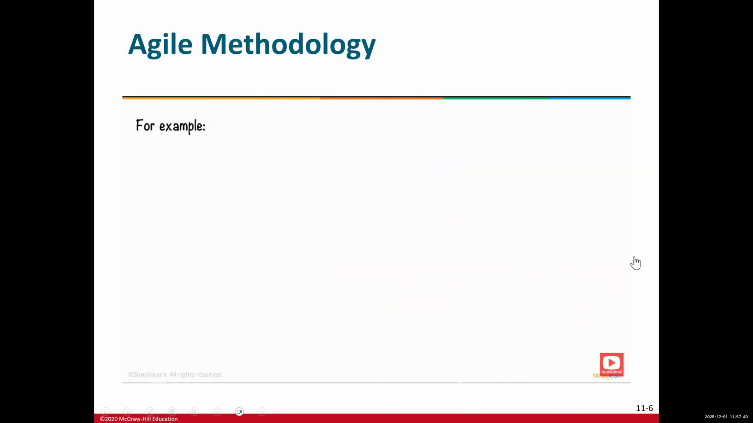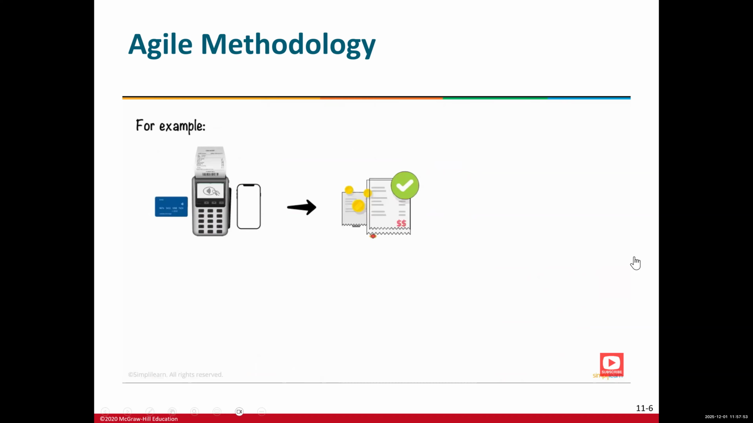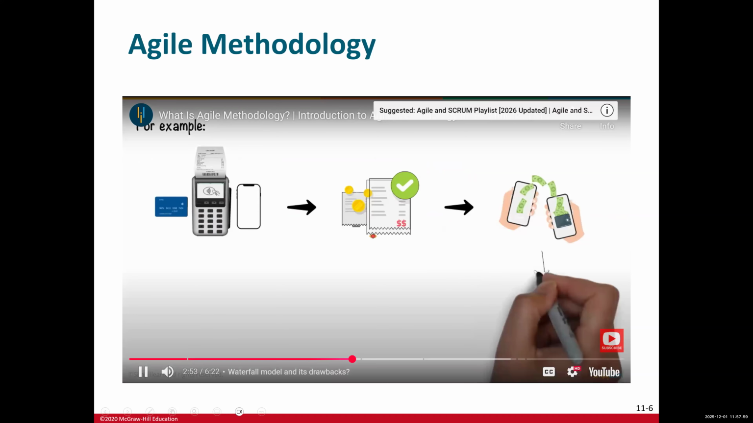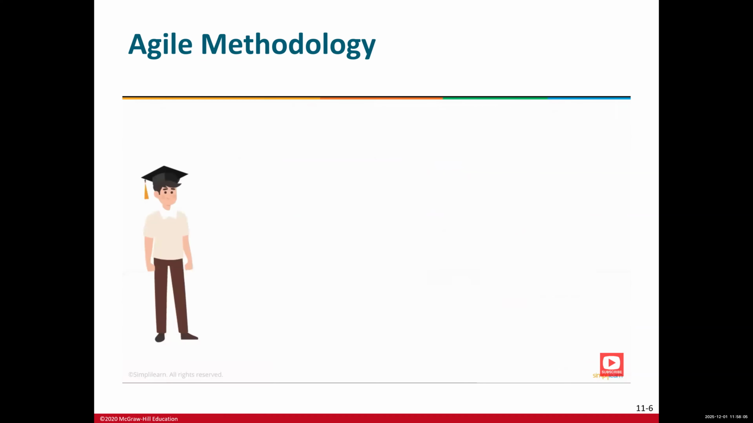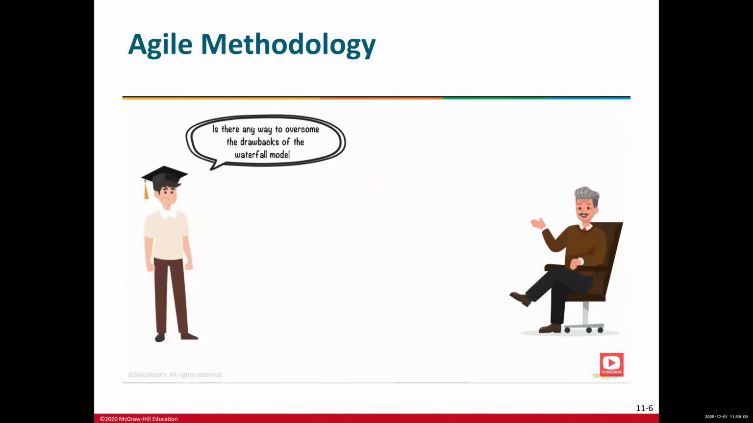For example, a tap and pay machine, where the machine first validates whether the customer's account is funded with sufficient funds or not, and then initiates the transaction for money transfer. Unless the validation is processed, the transaction cannot be initiated. Alex was curious and asked Uncle John, is there any way to overcome the drawbacks of the waterfall model?